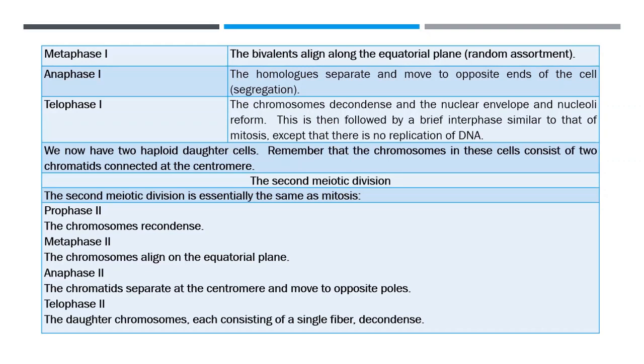The second meiotic division is essentially the same as mitosis. Prophase 2, where the chromosomes are condensed. Metaphase 2, where the chromosomes align on the equatorial plane. Anaphase 2, where the chromatids separate at the centromere and move to opposite poles. Telophase 2, where the daughter chromosomes, each consisting of a single chromatid, decondense.